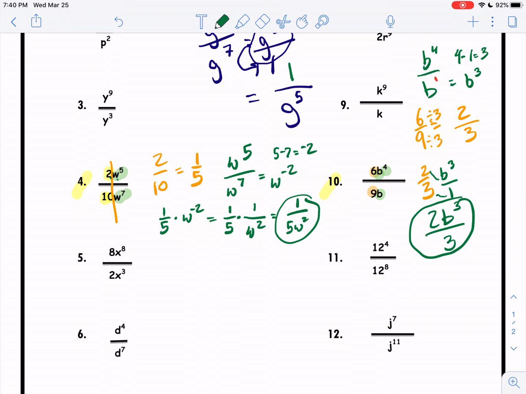So there I did number 4 and number 10. Do not just write the final answers, guys. Show me you did some subtracting. Show me some thinking, please.